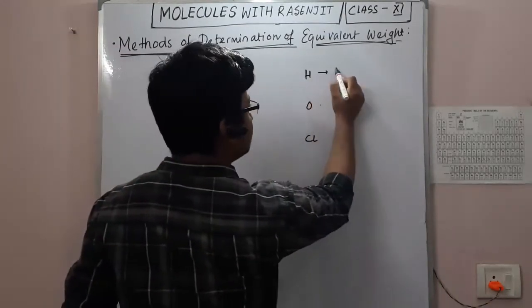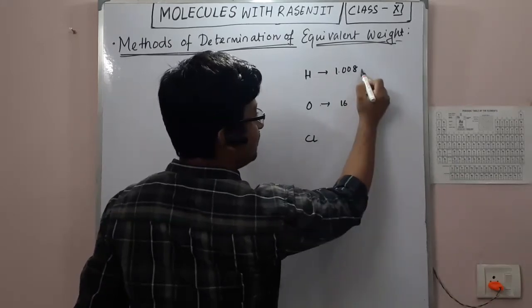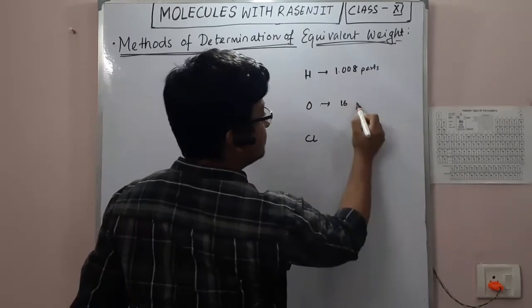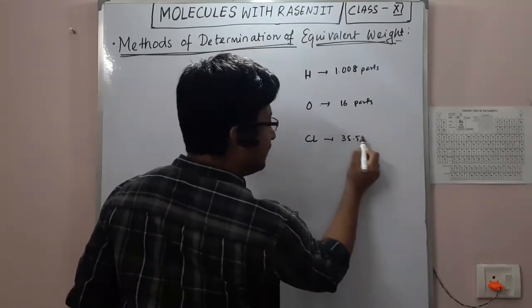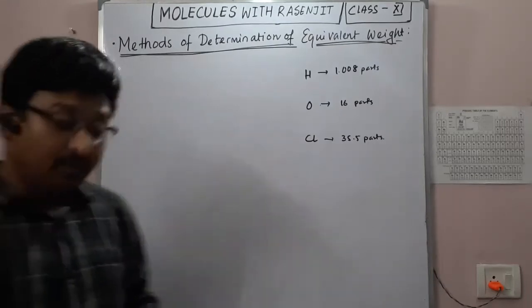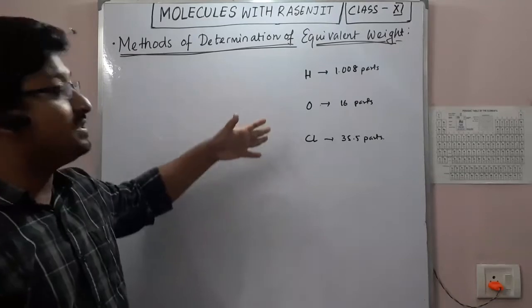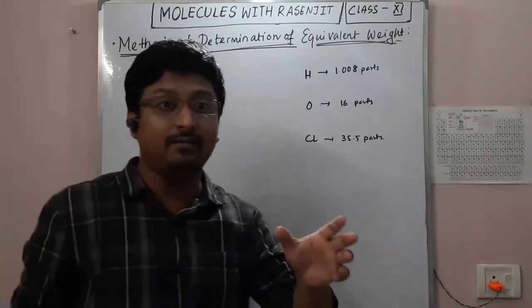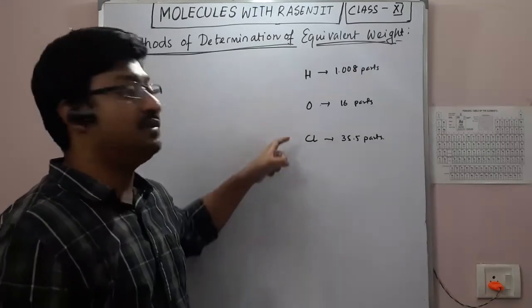So atomic weight is 1.008 parts for hydrogen, 16 parts for oxygen, and here 35.5 parts for chlorine. It is very much evident that whenever we try to determine the equivalent weight of any substance, we have to use these three things.